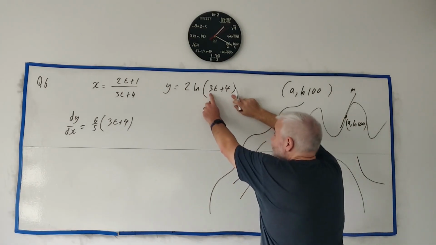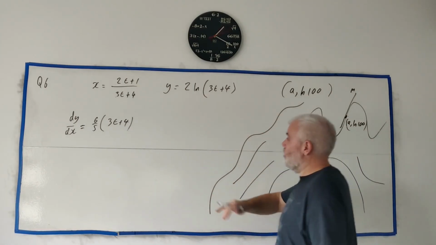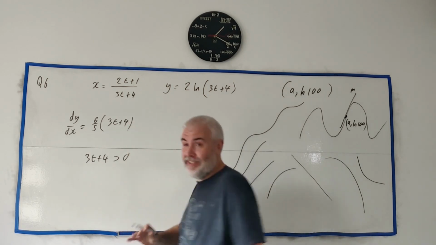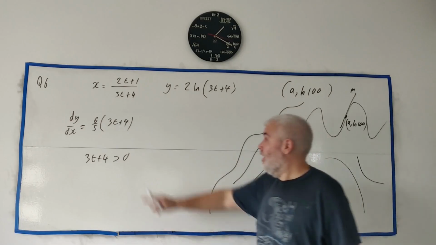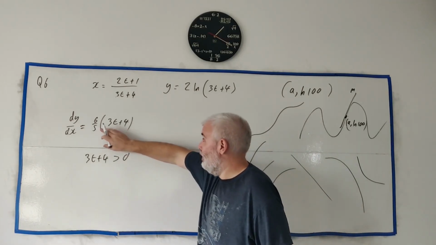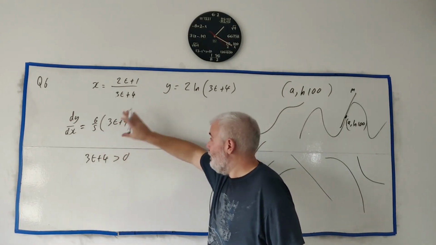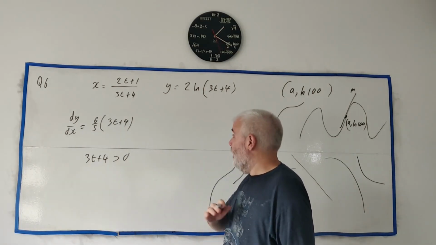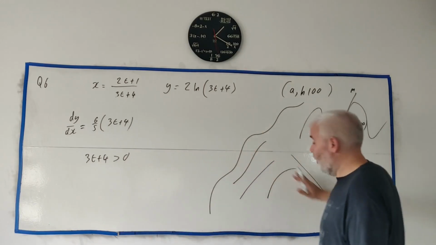This can't be less than 0. It can't actually be 0 either. So 3t plus 4 has to be bigger than 0. It just has to be. And that means this has to be, well, it's multiplied by just a constant. That means this guy here has to be bigger than 0. It can't be less than 0, so it cannot go down.